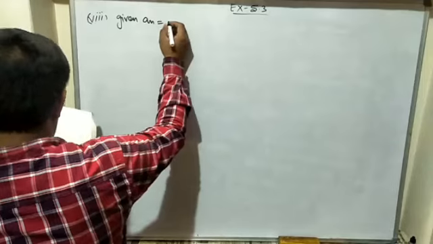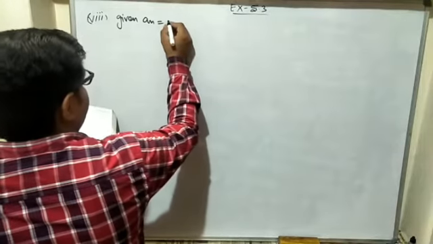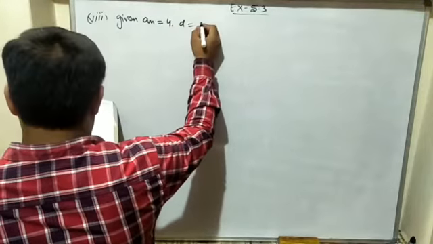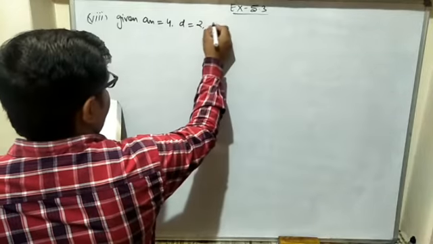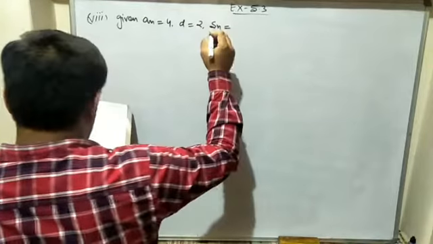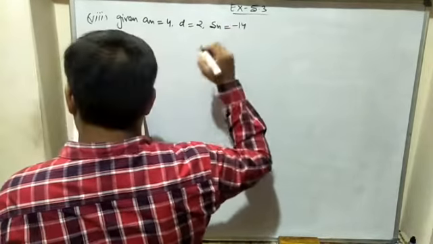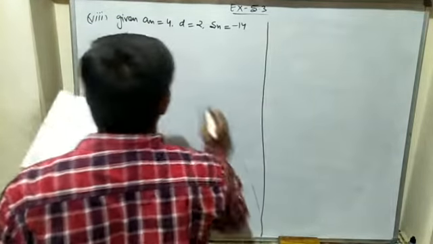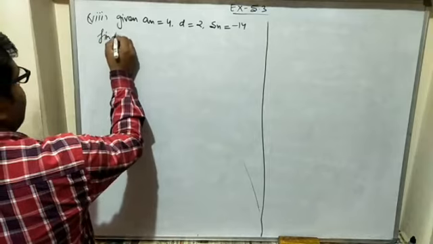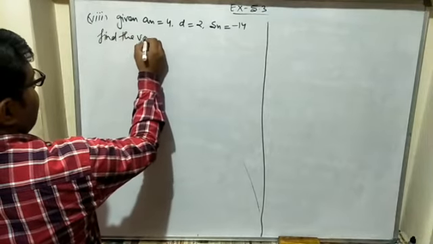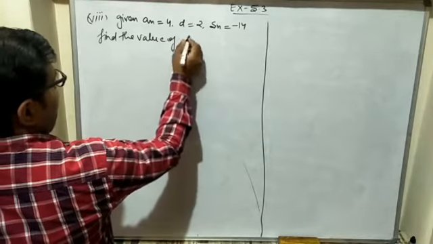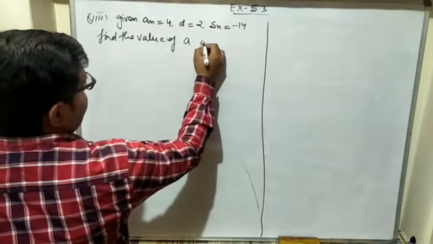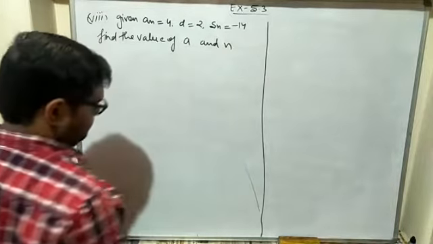an equal to 4, d we have given 2, Sn we have given minus 14, and then he is saying, find the value of a and n.